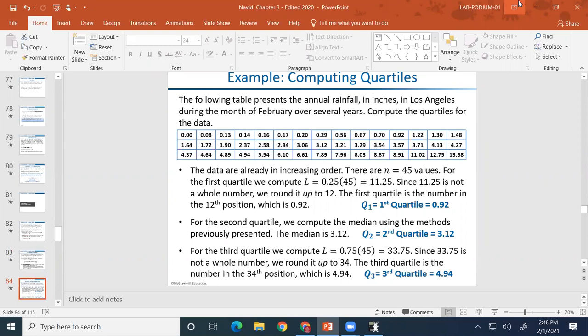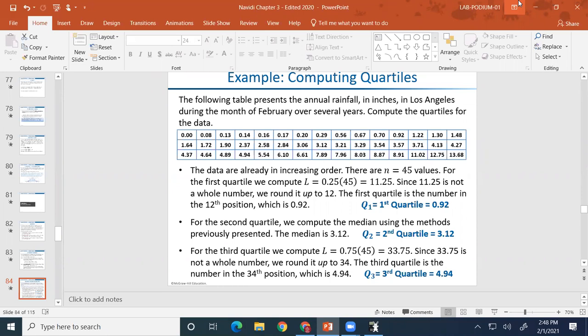Now, there's 45 pieces of data, so let's see, how many are going to be on the other side? Because that's an odd number of pieces of data, the median is smack down in the middle. So you got 15, 16, 17, 18, 19, 20, 21, 22. And then there's 22 over here, and there's your one that's in the middle.